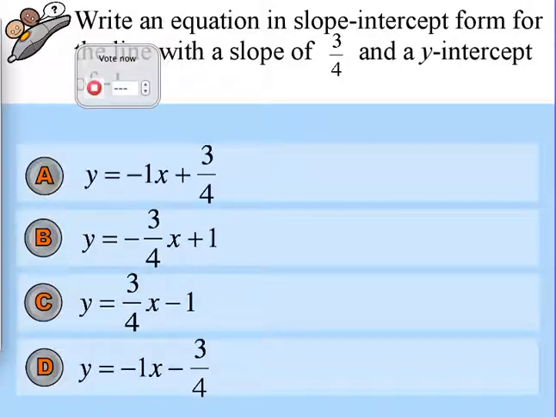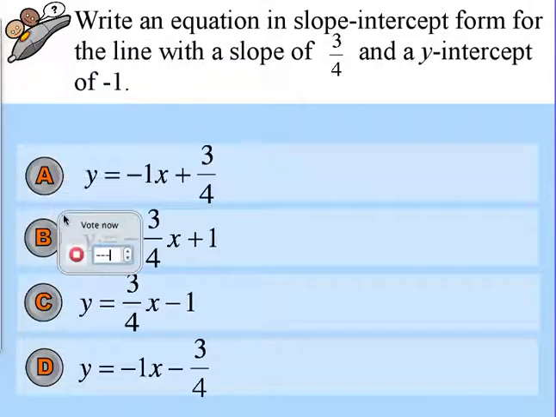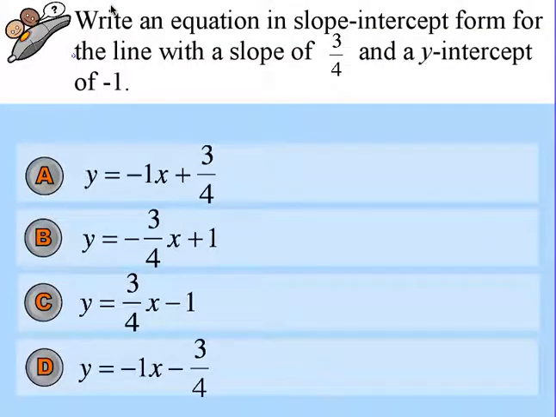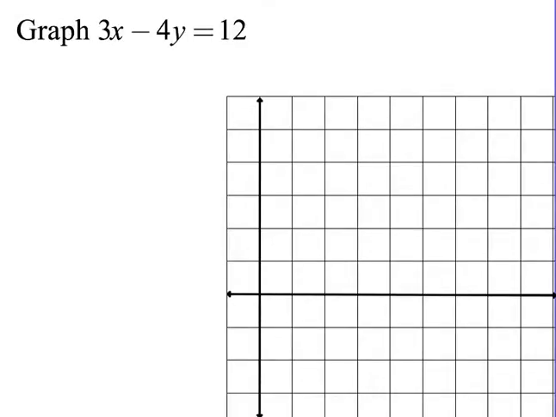Slope of 3/4 and a y-intercept of -1. What is your answer going to be? Three-fourths and a y-intercept of -1. And the answer is letter C. Once again, process of elimination. The only one with the slope of 3/4 was letter C. All right, so let's go ahead. Oops, let's go back to that one.